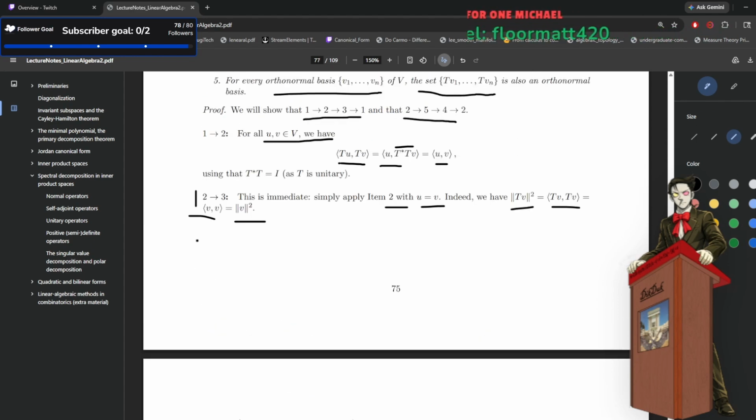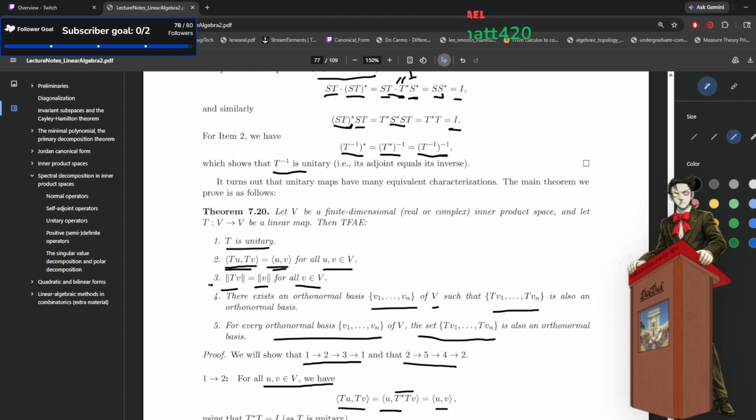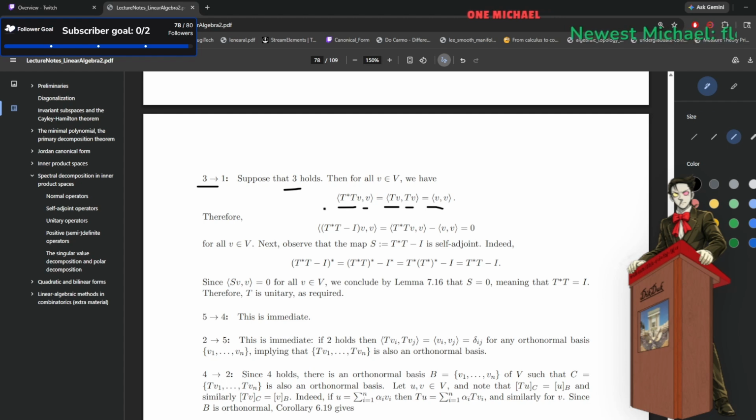Now, moving from 3 back to 1 is assuming 3 already holds. You want to go back to it being unitary. So, what we did was take <T*T v, v>, since mind you, this is the identity element. Then we're able to move this T star over to get <Tv, Tv>, which just gets you <v, v>, i.e., you get your unitarity.